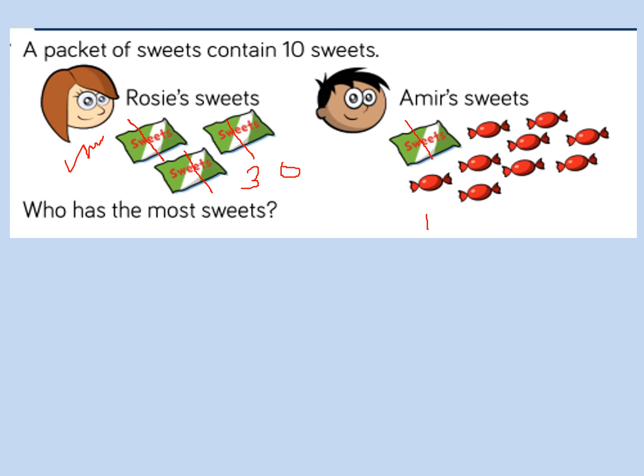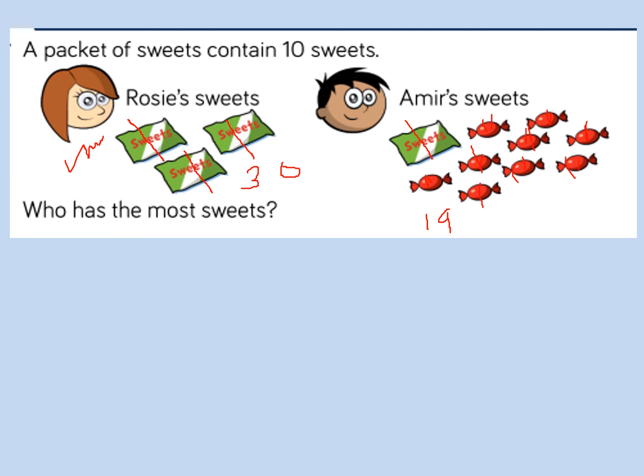1 ten and 1, 2, 3, 4, 5, 6, 7, 8, 9. 1 ten and 9, 19. We could count on from the 10. 10, 11, 12, 13, 14, 15, 16, 17, 18, 19. You choose how you do that.